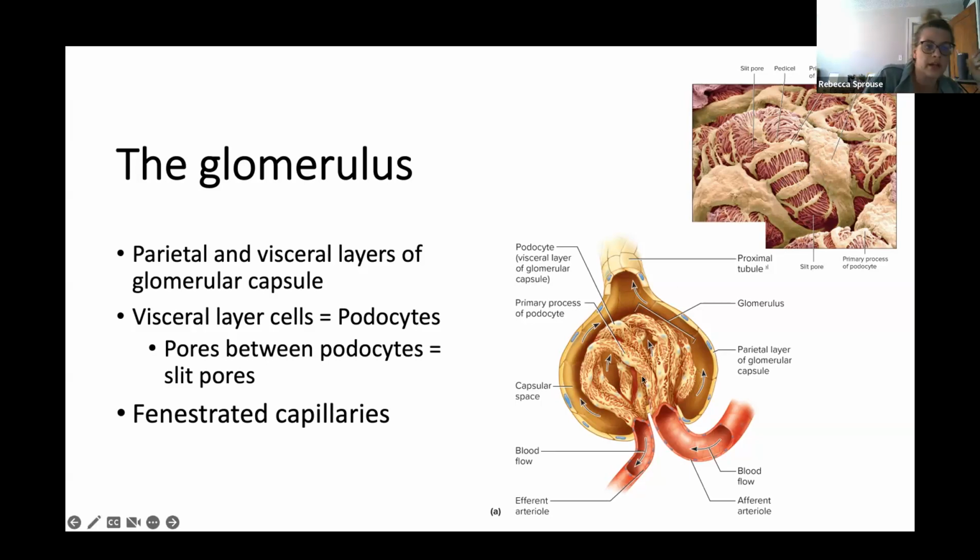Those podocytes are important for a lot of things, like stimuli detection, like blood pressure and things like that. We're not going to get into too much detail with that. Your book does, but those podocytes do have more function than just providing the fenestrations that are on these capillaries.